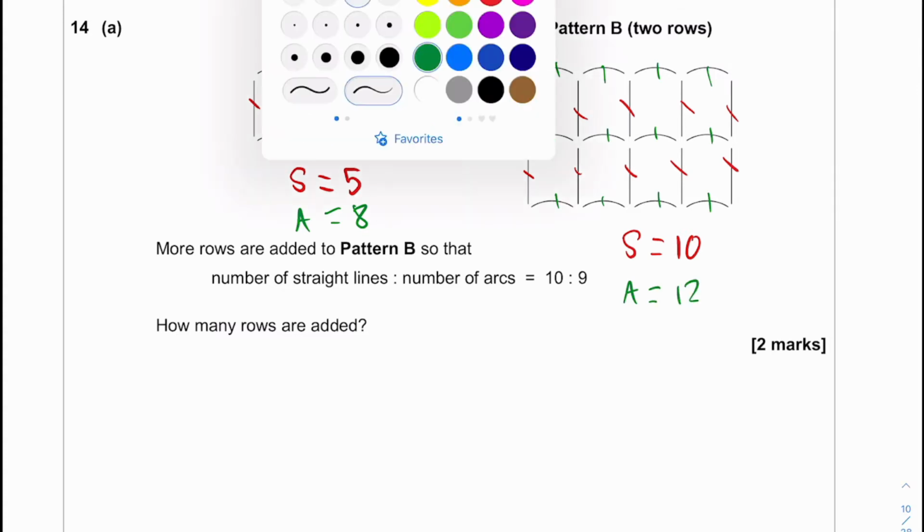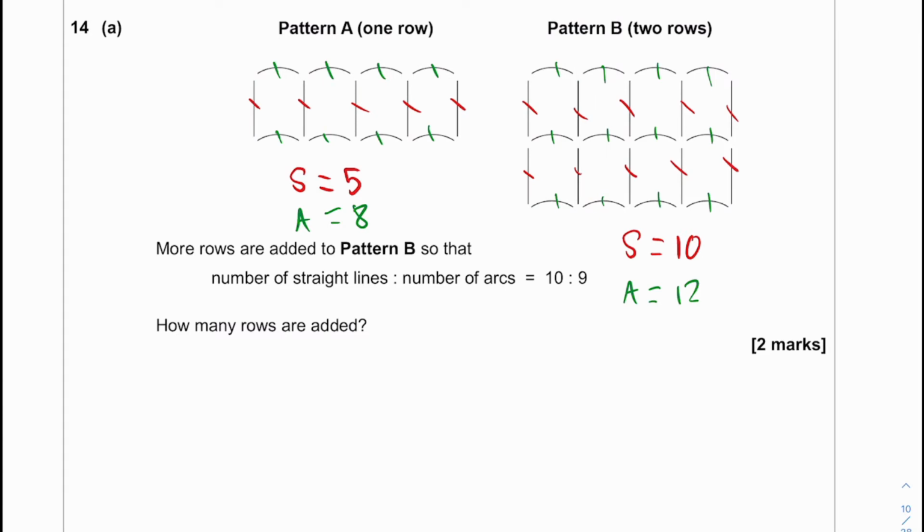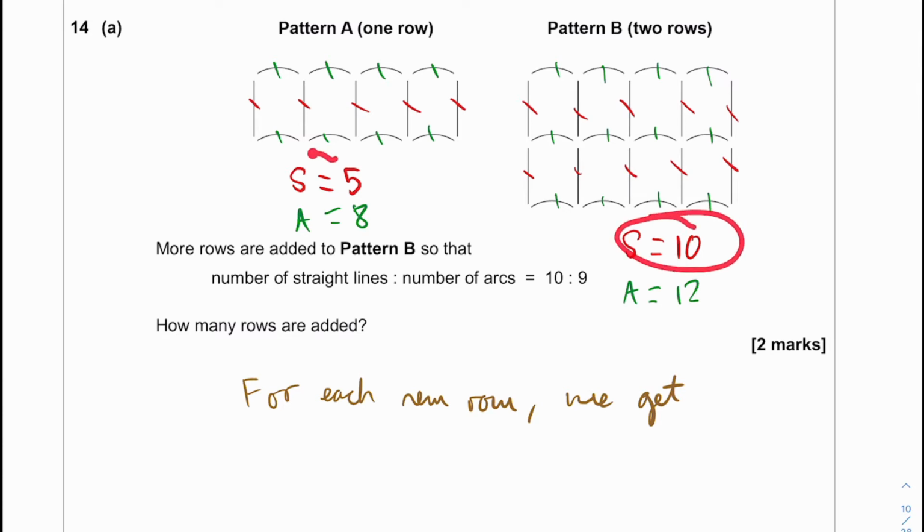So if we see the difference between these two sets of numbers, what we can say is for each new row, we've got 5 new straights, as 10 take away 5 is equal to 5. So we get 5 new straights, and we also get 12 take away 8, so we get 4 new arcs.